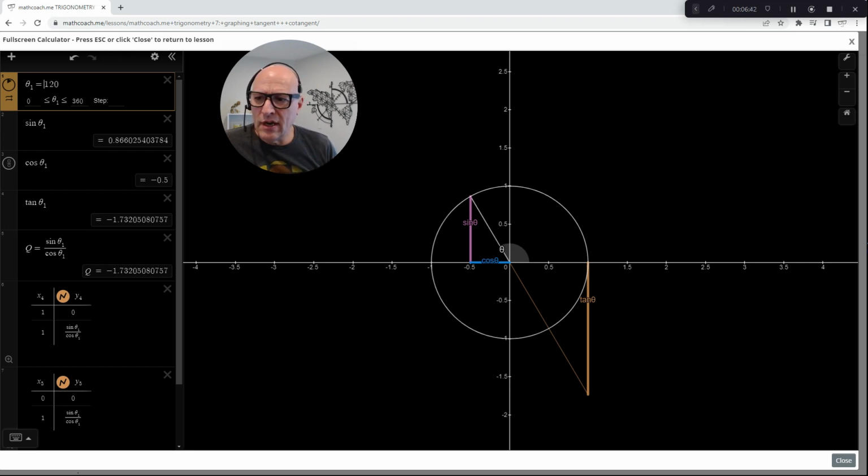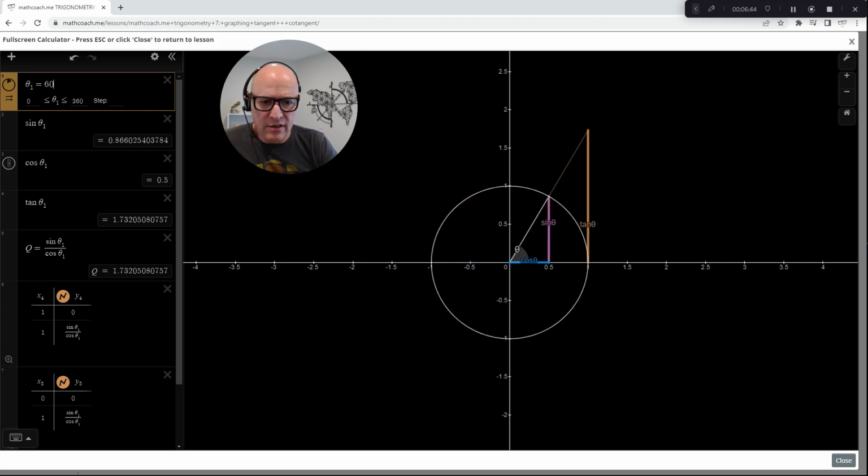Now, one other way of proving it is through similar triangles. So there are two similar triangles here. They're both right angled, this smaller one here, and this larger one here. They both share this angle, so this angle must be equal to this angle. So they're clearly similar.